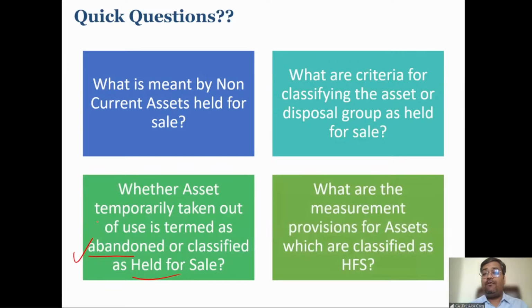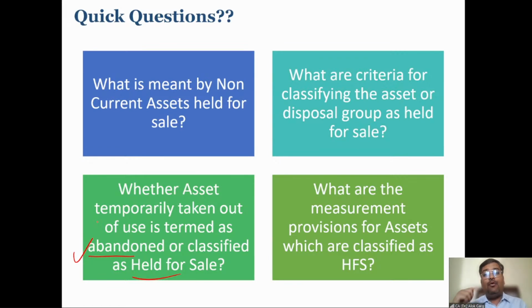What are the measurement provisions for assets which are classified as held for sale? The assets which are classified as held for sale have to be recognized at the lower of carrying value and fair value less cost to sell. The carrying value has to be computed on the date of classification as HFS as per the respective standard, right? Fair value less cost to sell has to be computed on the date of HFS as per Ind AS 105. Whatever is lower, that value of this NCHFS is going to be recognized in the balance sheet as a separate line item under the head of current assets, right?